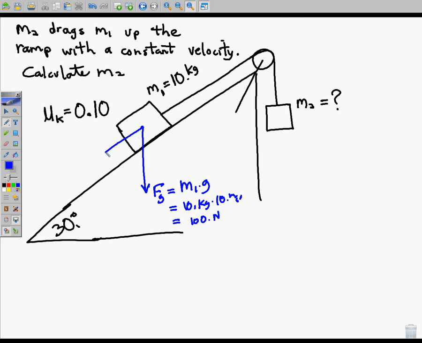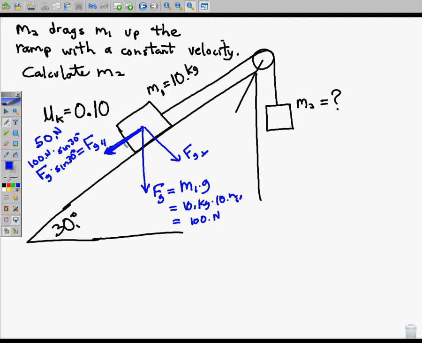Now, that weight force can be broken down into parts. Part of it is going to pull the object down the ramp this way, FG parallel. Part of that weight force is going to squeeze it in this way, FG perpendicular. We know that FG parallel is equal to the whole weight times sine of 30. So that's 100 newtons times the sine of 30. Sine of 30 is a half, so FG parallel is 50 newtons.